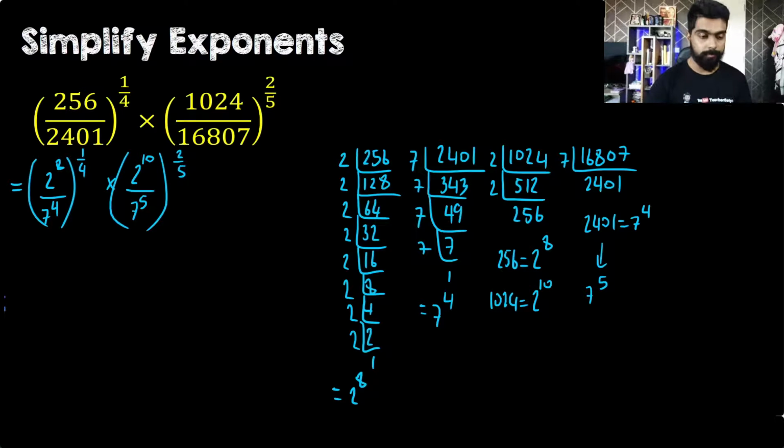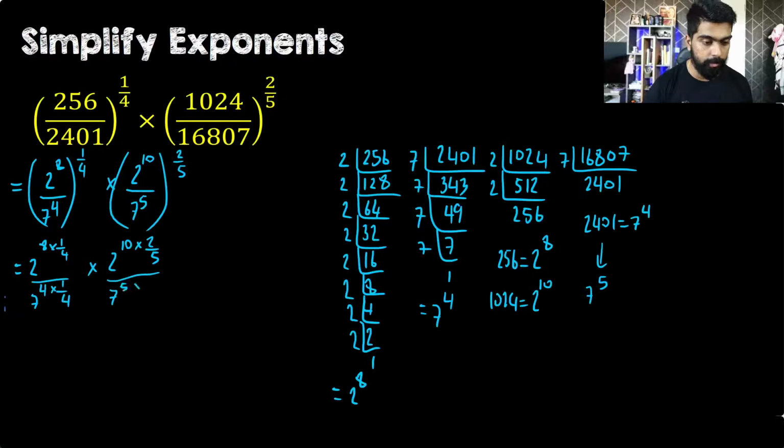Alright guys, now we are going to break the brackets, right? So we have in the numerator 2 to the power of 8 multiplied with 1 over 4, over 7 to the power of 4 multiplied with 1 over 4, right? And going to the second term now, we have 2 to the power of 10 multiplied with 2 over 5, over 7 to the power of 5 multiplied with 2 over 5. Alright guys, now we are going to simplify the exponents, how we would simplify fractions.